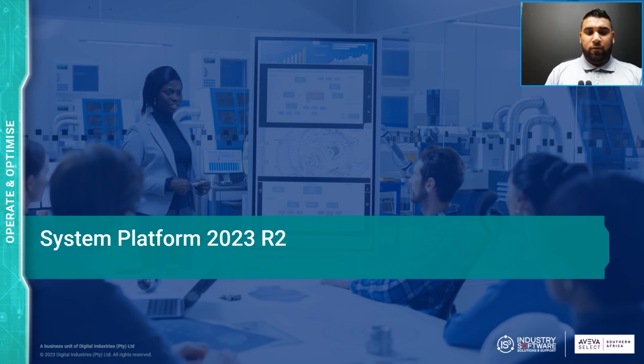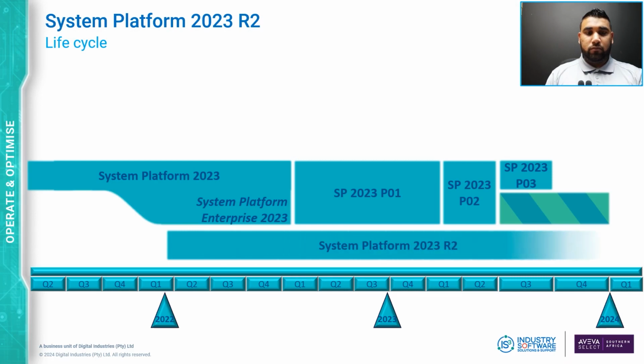Okay, so let's look at System Platform 2023 R2. System Platform 2023 was released with 3 patches. System Platform Enterprise has been discontinued, and System Platform 2023 R2 was released at the beginning of the year. One of the biggest improvements has been on the OMI web client. There's a lot of other features with this release, which I will show you later in the presentation.